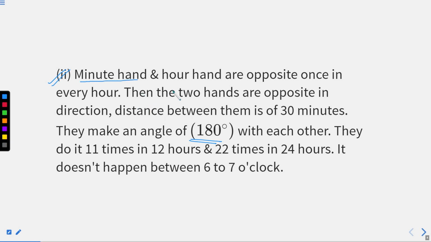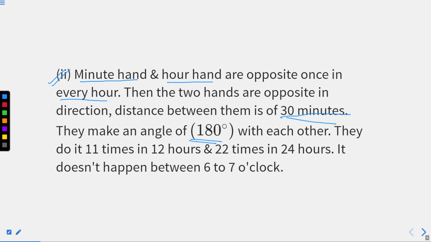So, minute hand and hour hand are opposite once in every hour. Then, the two hands are opposite to each other in direction, making an angle of 180 degrees, right? So, the minute difference will be 30 minutes between them, right? I hope you are clear with this part, right?